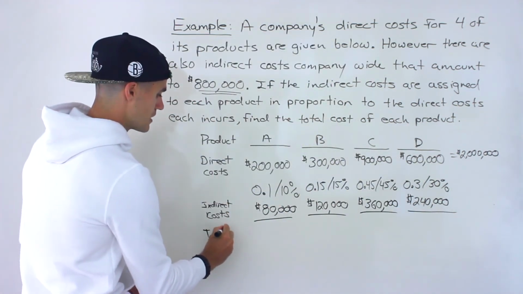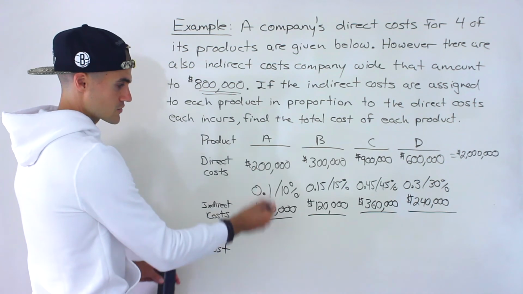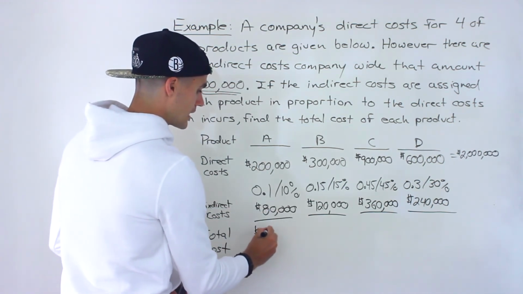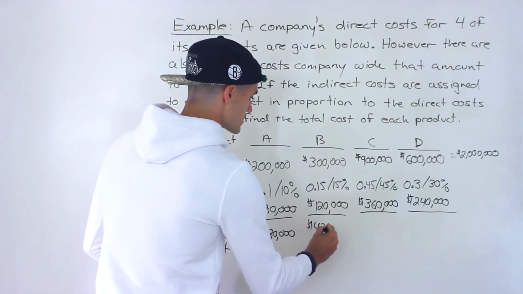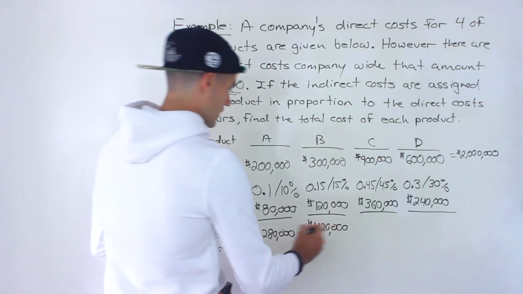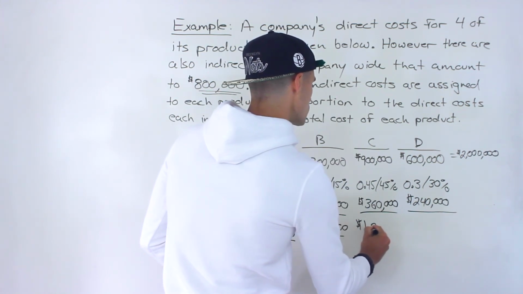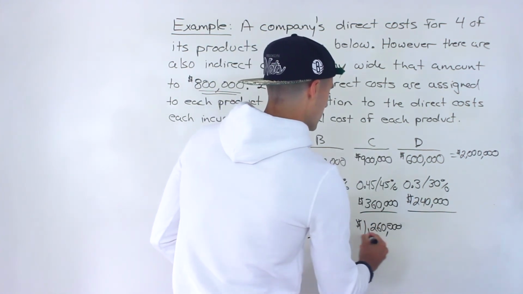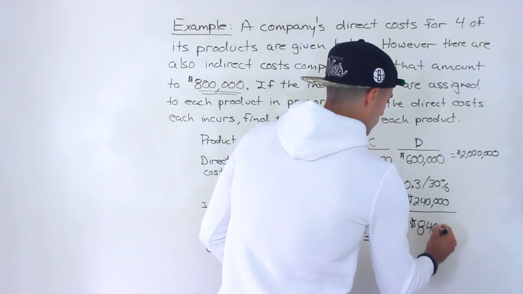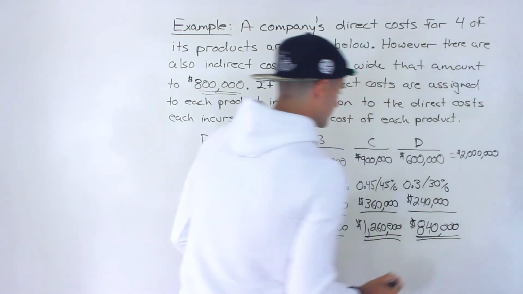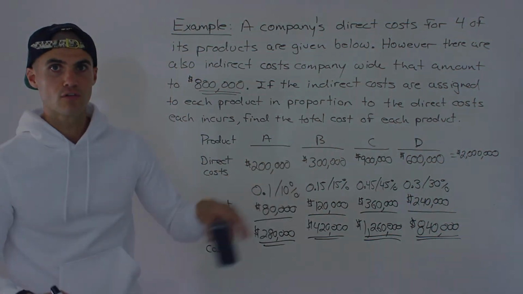The total cost here would be basically the sum of the direct cost and the indirect cost for each product. So this one here would be 280,000. This one here would be 420,000. So these are the answers here. This one here would be 1,260,000. And then these two here would be 840,000. Right, so those are the answers. Those are the total costs of each of the 4 products.